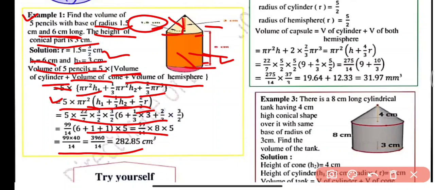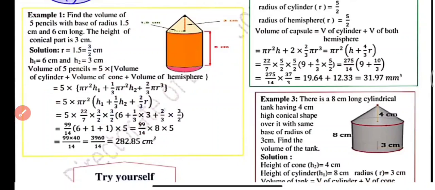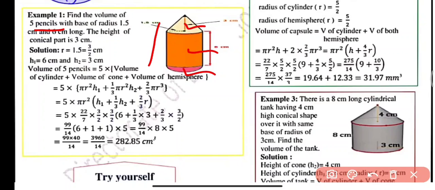282.85 सेंटीमीटर क्यूब. सो आप देख सकते हैं इस शेप में, आपको पेंसिल की शेप में हमें क्या नज़र आता है, एक कॉनिकल पार्ट है, एक सिलेंड्रिकल पार्ट है, एक हेमिस्फेरिकल पार्ट है. इन तीनों के वॉल्यूम को आप ऐड कर दीजिए, हमें मिल जाएगा वॉल्यूम ऑफ पेंसिल, एंड वी नीड टू फाइंड द वॉल्यूम ऑफ 5 पेंसिल. सो एक पेंसिल का वॉल्यूम आने के बाद हम 5 से मल्टीप्लाई कर देंगे, या हम डायरेक्टली 5 को वॉल्यूम ऑफ ईच पेंसिल से मल्टीप्लाई करने पर हमें आंसर मिल जाता है 282.85 सेंटीमीटर क्यूब.